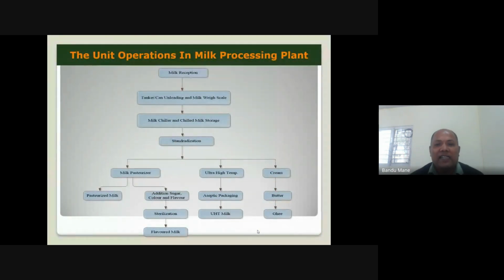Next, this is a general unit operation in a milk processing plant. Before discussing the legal requirements, we have to discuss the flow chart that is applied in the milk processing plant. That is the receiving of the milk and testing of the milk. This milk can be received in cans, tankers, or any means that is properly operated.